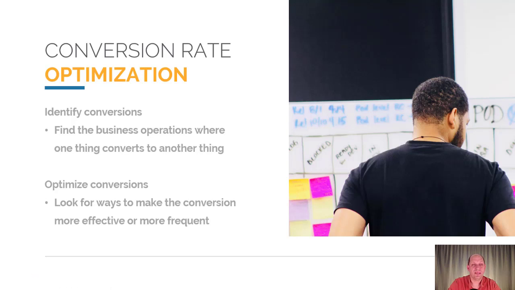Well, first we have to actually identify what are conversions, and these are typically business operations where one thing converts to another. So it could again be marketing to a lead, lead to a sale, sale to a shipment, things like that. So that's the conversion. The optimization is looking at ways to make that conversion more efficient, effective, or more frequent.